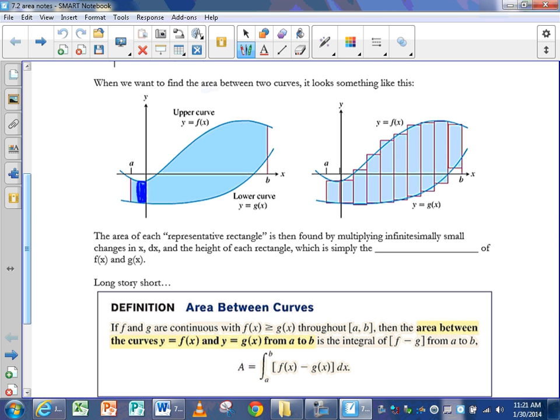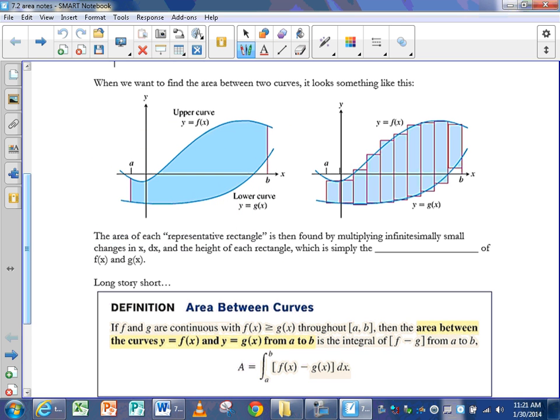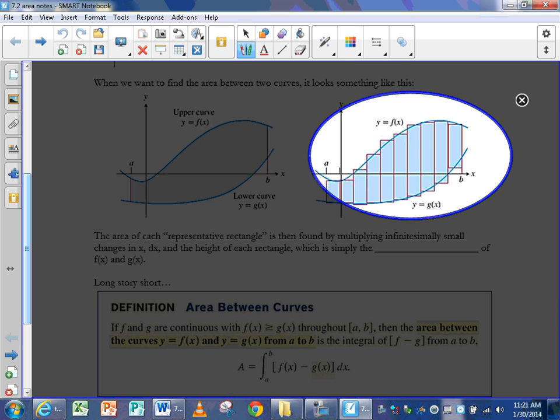Now you might be thinking to yourself, wait a minute. When we did this before, the area above the x-axis was considered positive and below the x-axis is considered negative when you use an integral. Well, this isn't going to be a problem in this case because to find this area, we are going to break this up into a whole bunch of representative rectangles that look like that, which are shown over here on this side, okay?